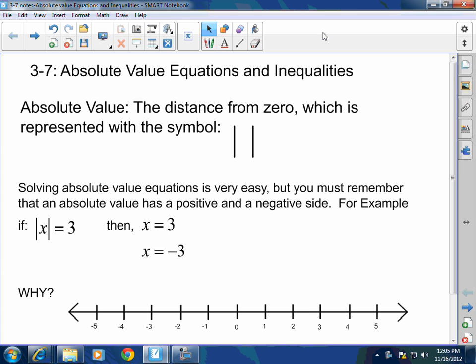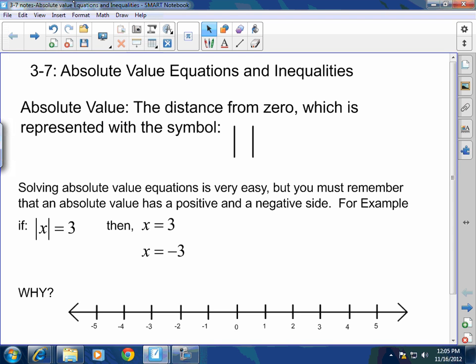Remember that the only difference between an inequality and an equation as far as solving is concerned is whenever you multiply or divide by a negative, you flip the inequality sign. Okay?